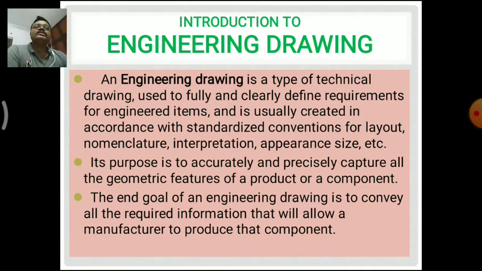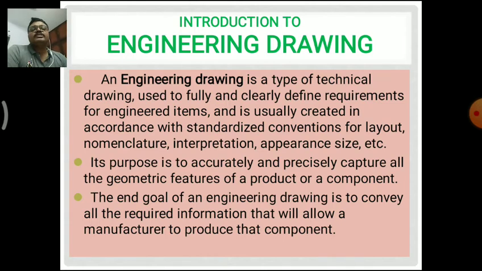And it is usually created in accordance with standardized conventions for layouts, nomenclatures, interpretation, appearance, size, etc. These are all the standardized conventions which we use in the technical drawing. The purpose of engineering drawing is to accurately and precisely capture all the geometric features of a product or a component. The product or component to be designed comes from the engineer only. The engineer designs the part for the worker who makes it. The worker's job is only to make the designed product, but the work of an engineer is to design this product.